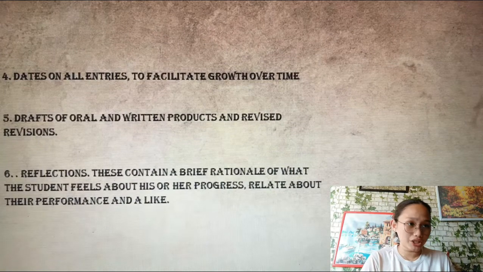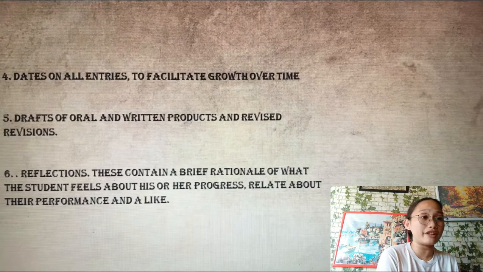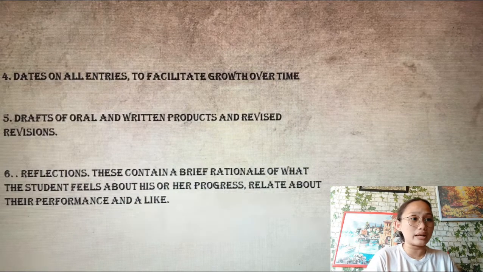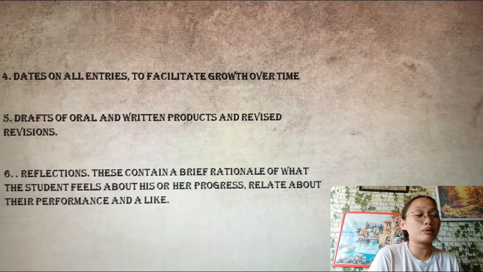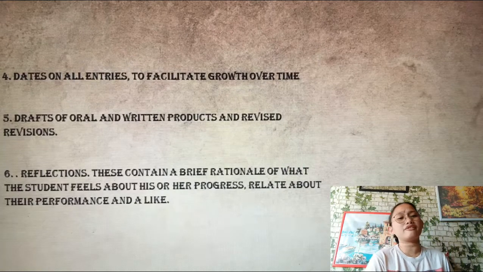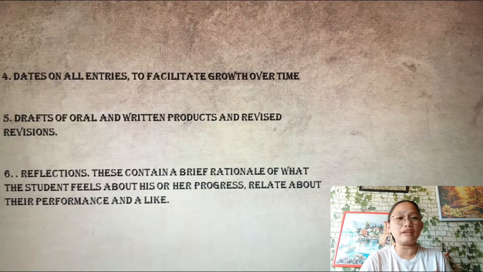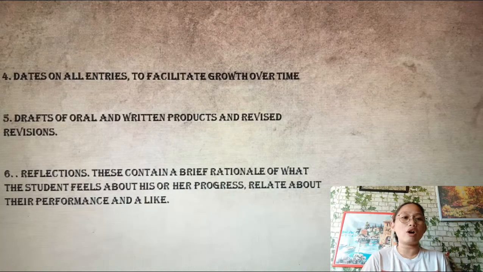Next is the reflections. These contain a brief rationale of what the student feels about his or her progress and relate about their performance and the like. So reflection isn't an afterthought in your learning portfolio or teaching approach. It is focused on self-awareness, personal and professional growth, and improved teaching techniques, and they're all aided by effective reflection.